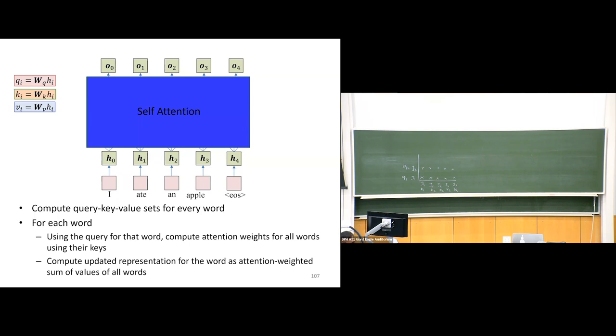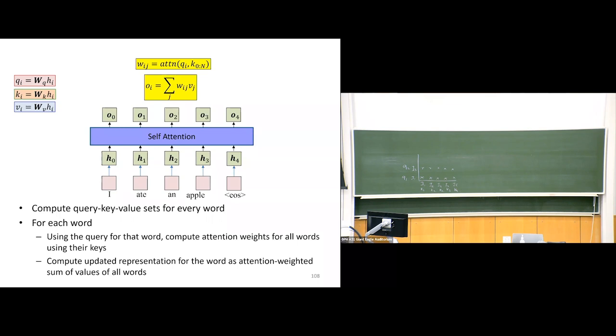So what has happened over here? I generated a first representation for the word, but then I updated it by looking at everything else. And in the process, I'm getting some information about the context. So now when I'm trying to generate an embedding for the word read, whether it's read or read, it depends on what else is on the side. So you're going to be looking at the things on the side to update the representation, right? And so you're going to get these so-called self-attended outputs for each word using the query for that word. You compute attention weights for all the words using their keys, and then compute updated representations for the words as attention-weighted sums of the values for all of the words.